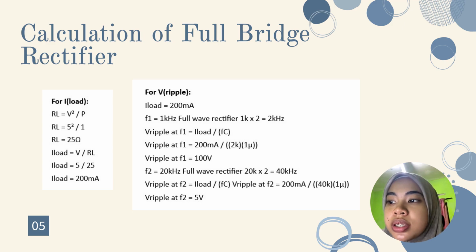For the first frequency, 1 kilohertz, the full bridge rectifier doubles the frequency to 2 kilohertz. Therefore, the ripple voltage is 100 volt. For the second frequency, 20 kilohertz, the output frequency becomes 40 kilohertz. The ripple voltage is reduced to 5 volt. From this calculation, we can conclude that a higher frequency produces a lower ripple voltage. This gives a smooth and more stable DC output before it enters the voltage regulator.